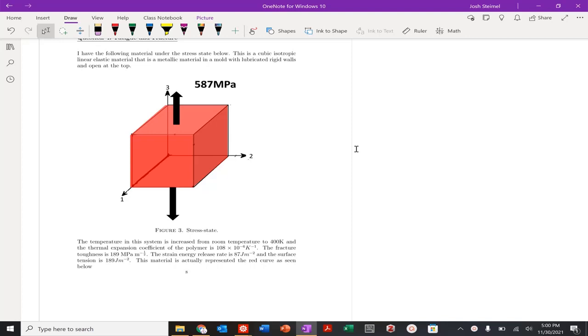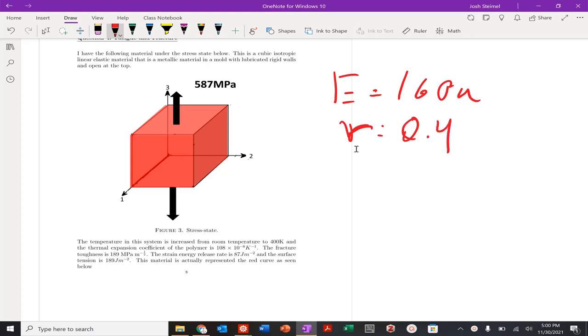The thermal expansion coefficient of the polymer, so we know it's a polymeric material, so my Young's modulus is 1 GPa. My Poisson's ratio is equal to 0.4. And I increase it from room temperature, so 298 K, to 400 K. And I'm pulling the system, again, rigid walls, but it's open at the top and bottom, and I have this stress here. So I got my thermal expansion coefficient right here, and I've given quite a few other values.